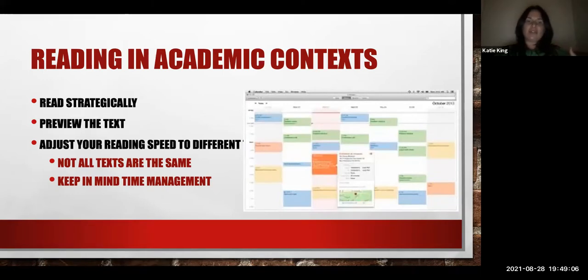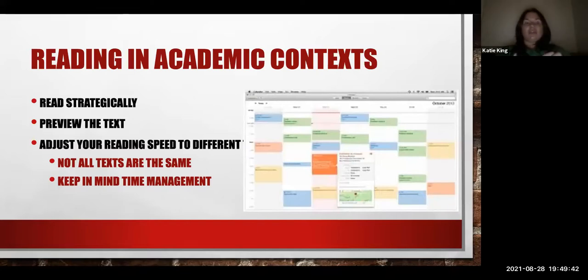Well, the very first thing you should do is read strategically. And the first way of doing that is previewing the text. What do we mean by previewing the text? Let's say you have a textbook or an article or something of that nature. It's not a bad idea to look over its length, see how long it takes to read. Some websites will even have the reading length on there, which can be helpful, but a lot of those websites aren't very academic, right? They're more like Googled websites.